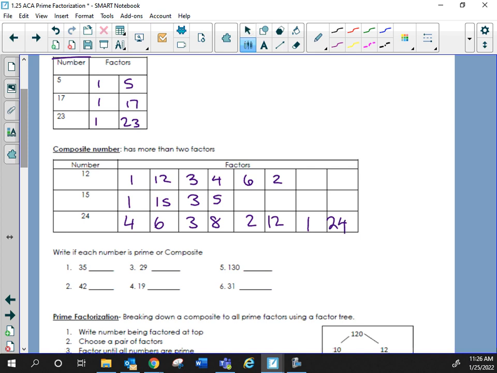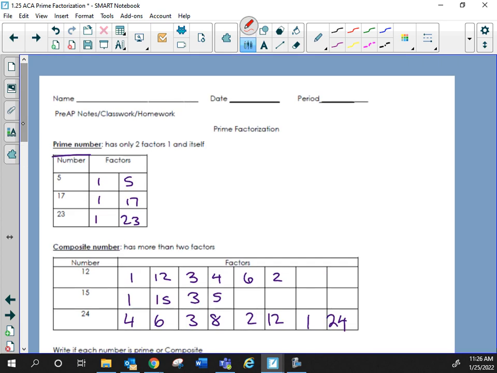So a cute little way, you do not have to think. This isn't the end all be all way, but this is a cute little thing that I saw one time to remember what a prime number is. Okay, watch how you write it.